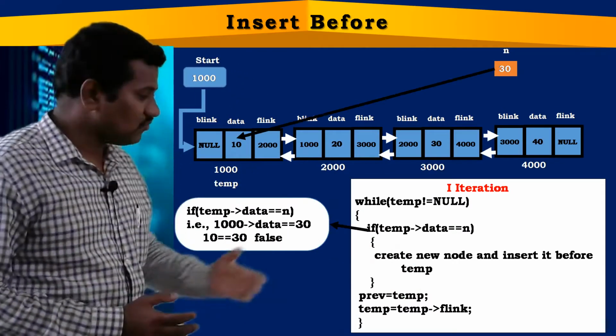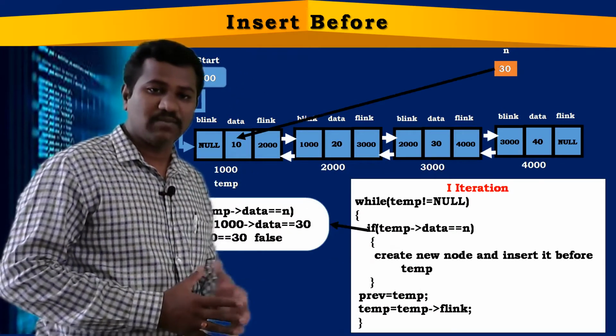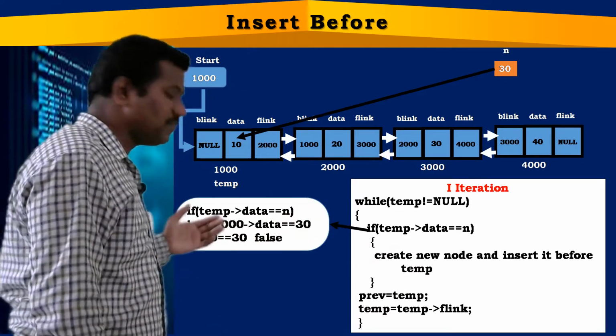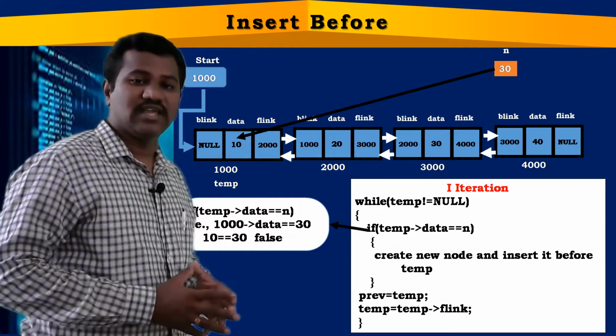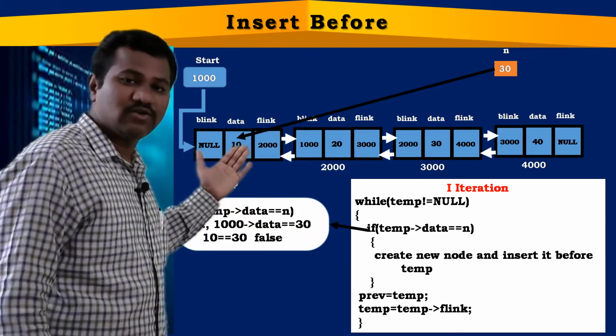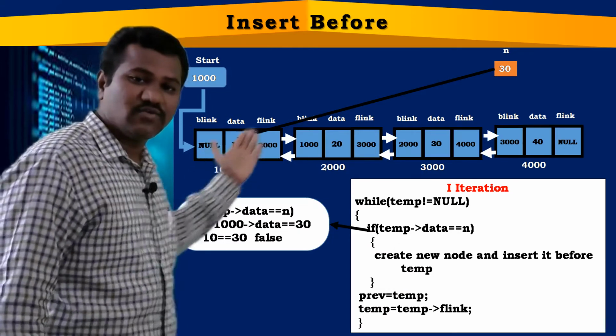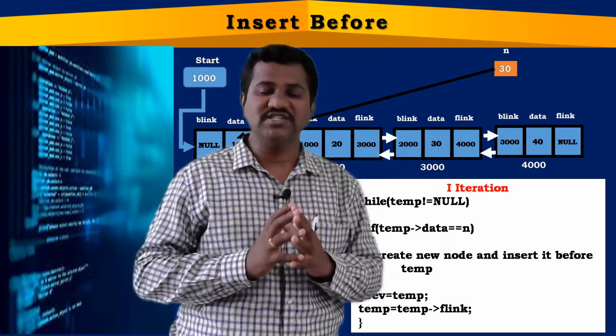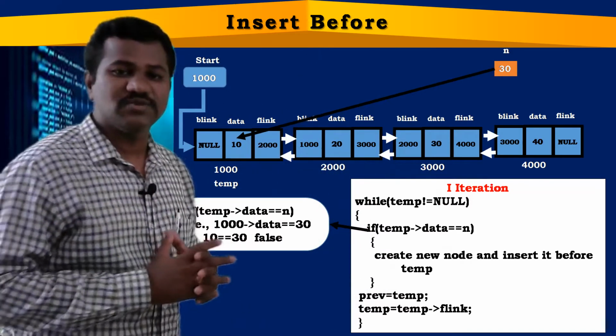Inside this while loop, we have one if statement. We are comparing the data part of the first node with respect to n. How we are going to compare: if temp arrow data is equal to n. Temp arrow data means we'll be having 10. That is, 1000 arrow data will be having 10, is it equal to 30? 10 is equal to 30 means the condition is false. Condition false means what we need to do?